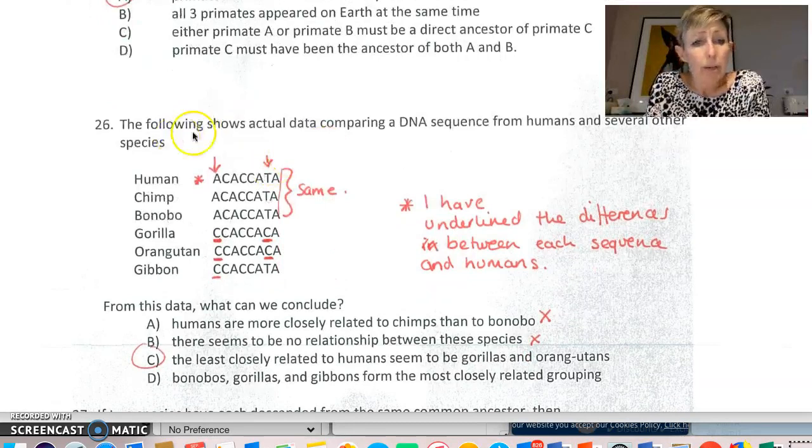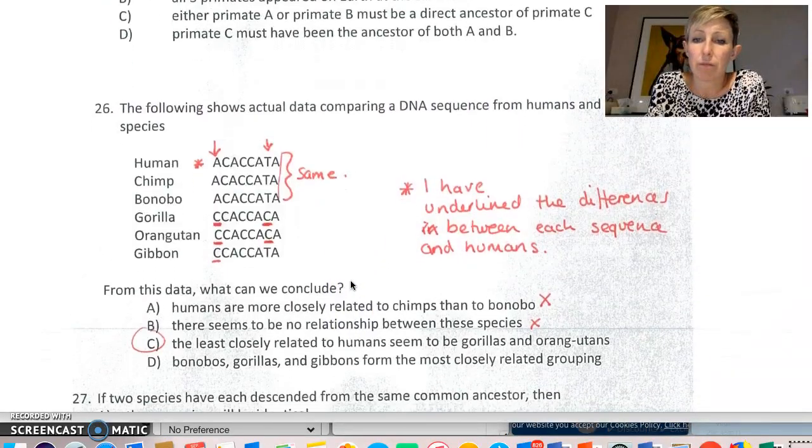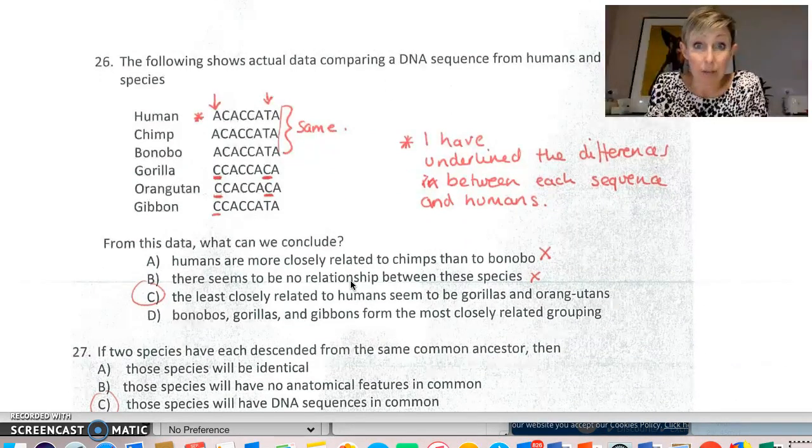26. The following shows actual data comparing DNA sequences from humans and several other species. So the way to manage this kind of question is to read through the options, try and work out exactly what the question is asking, and then annotate the information that you've been given. So from this data, what can we conclude? All of them are discussing the relationship between the species, and commonly it is between humans and other species. So humans are more closely related to the chimps and the bonobo. So you need to look at the sequence for the human and then the chimp and bonobo, and you'll notice that all 3 are actually the same.